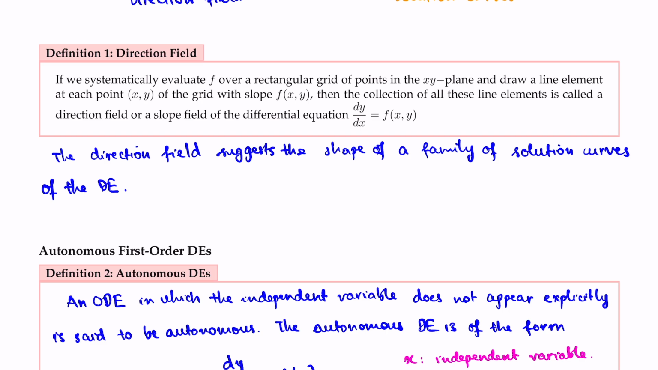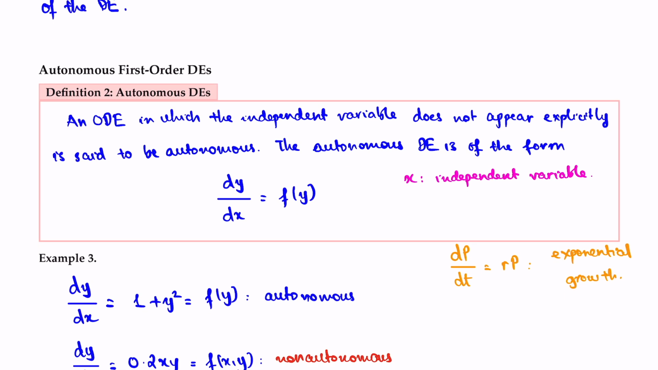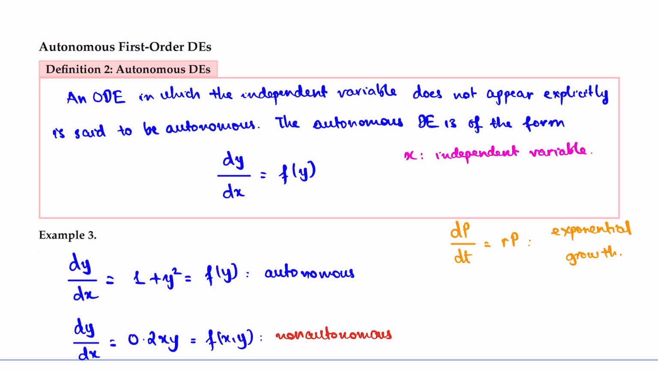Now I'm going to move on to another concept called autonomous first order differential equations. You can have an autonomous system of differential equations. It's more fun to work with, but it is not the topic that we would like to cover at this point. Later in the course, when we look at systems of differential equations, autonomous systems are something we would like to explore. But for now, we want to look at autonomous first order differential equations.